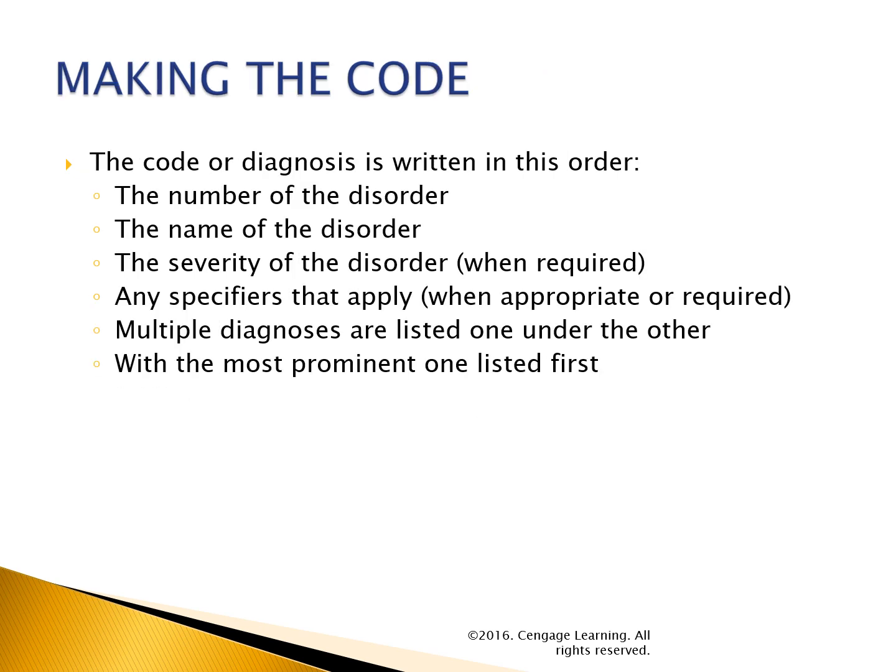Making the code. The code or diagnosis is written in this order: the number of the disorder, the name of the disorder, the severity of the disorder when required, and any specifiers that apply. Multiple diagnoses are listed one under the other, with the most prominent one listed first.